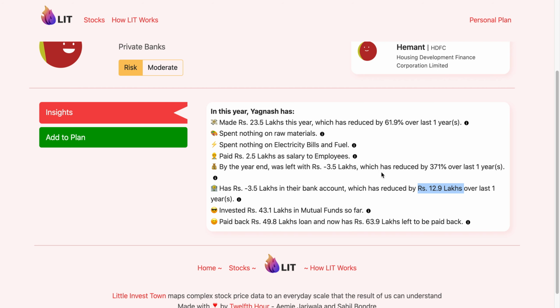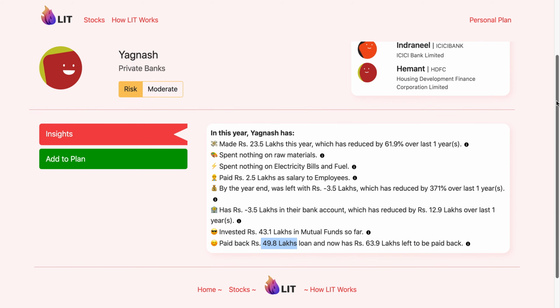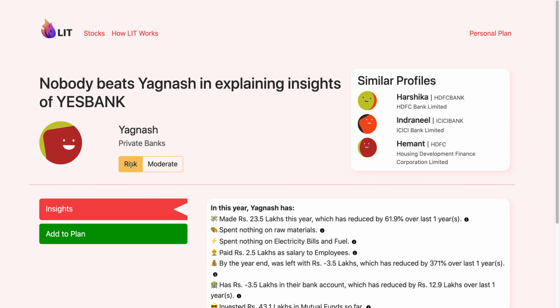Yagnesh's profile doesn't look as promising as we saw for Reliance. However, we can see that Yagnesh has paid back a lot of loan. So what we can conclude, as a normal individual, is that he does not show great promise as of now, but could show growth in the future. Currently, we can conclude not to invest in Yagnesh.